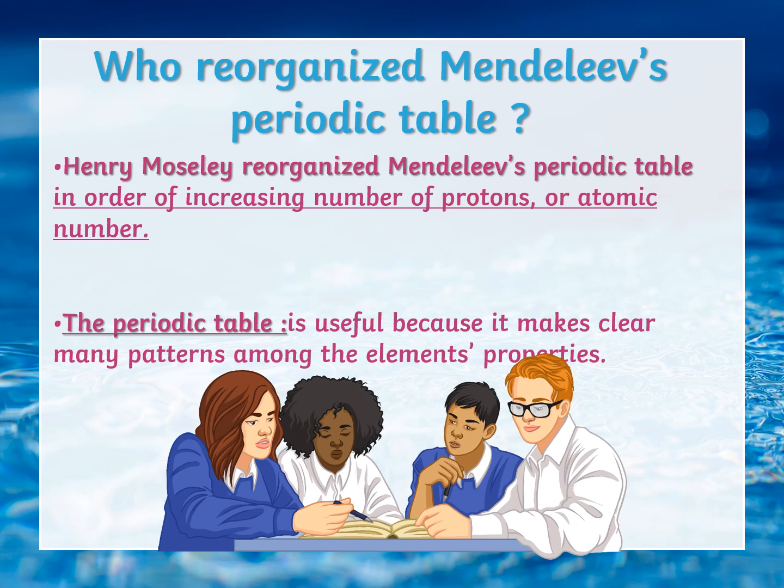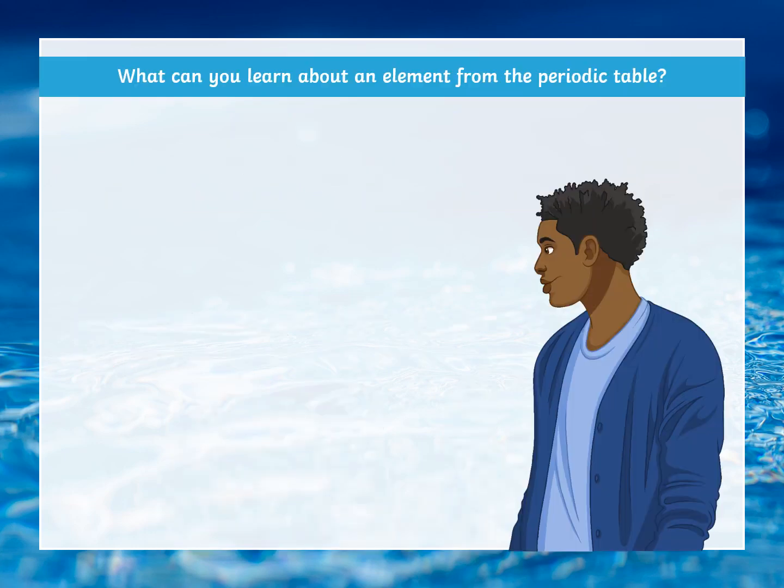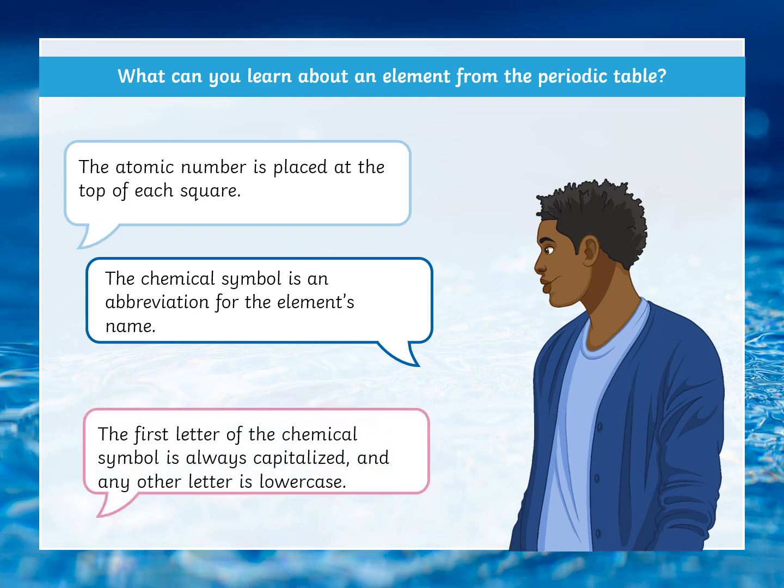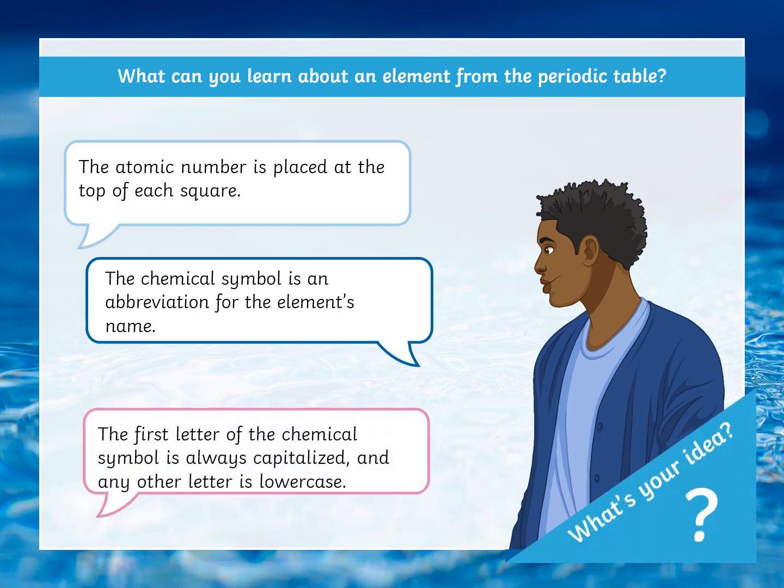After that, what is the periodic table for? The periodic table is useful because it makes clear many patterns among the elements and their properties. So the periodic table is useful to know the pattern of the elements. After that, what can you learn about an element from the periodic table?